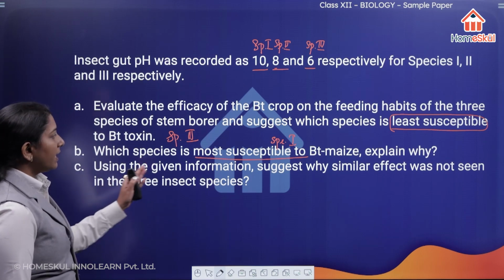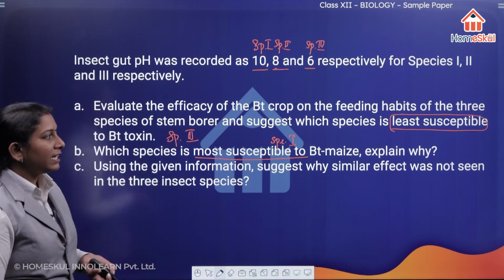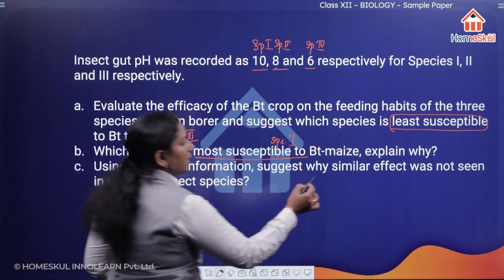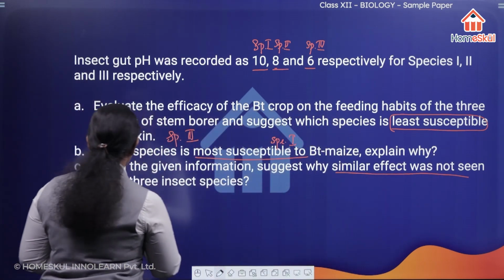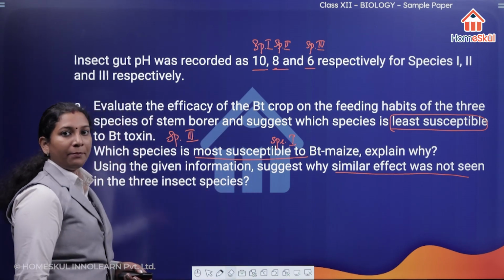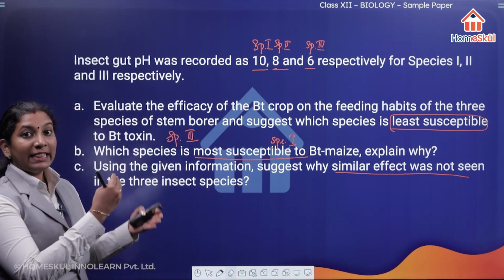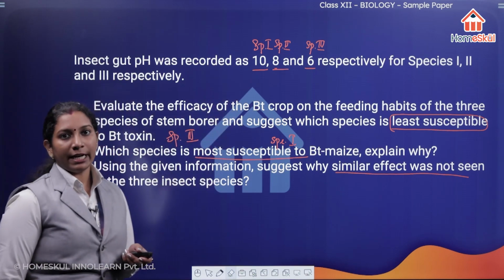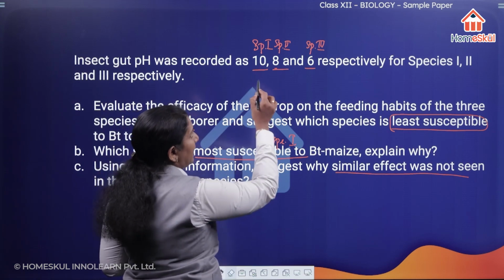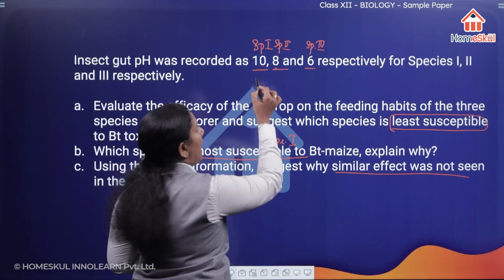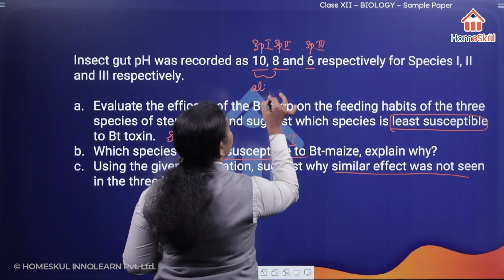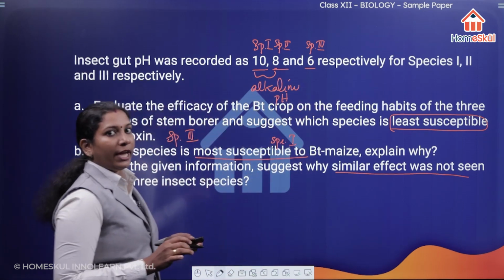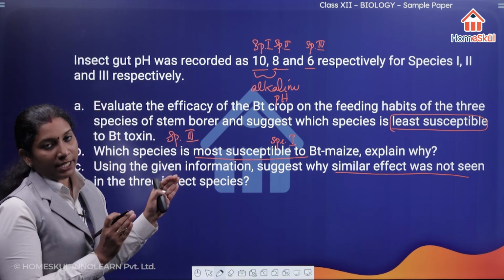Then, using the given information, suggest why a similar effect was not seen in the 3 insect species. Why? Because the pH levels of these 3 insects are different. The pH of species 1 is 10 and species 2 is 8, and these two are alkaline pH. So, in the alkaline pH condition, what will happen?